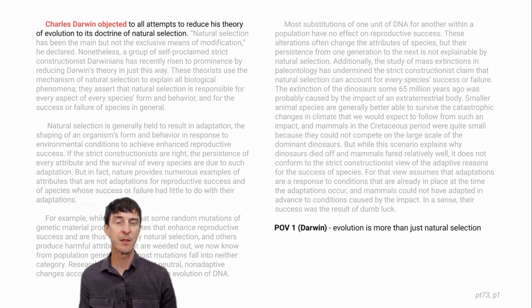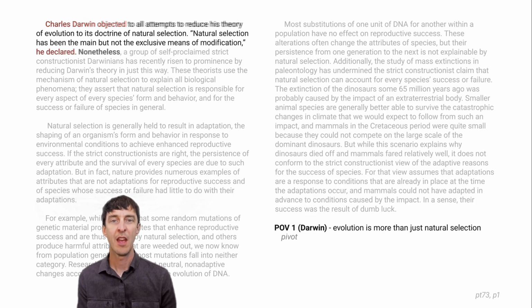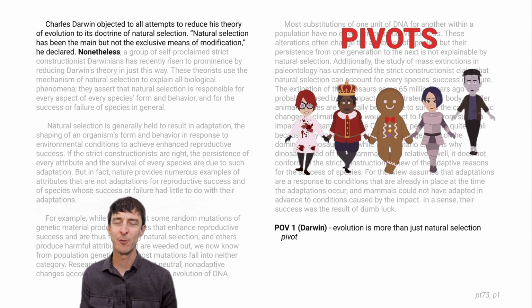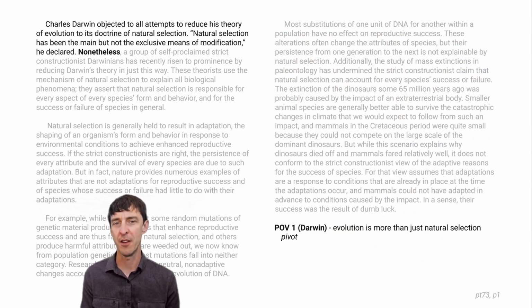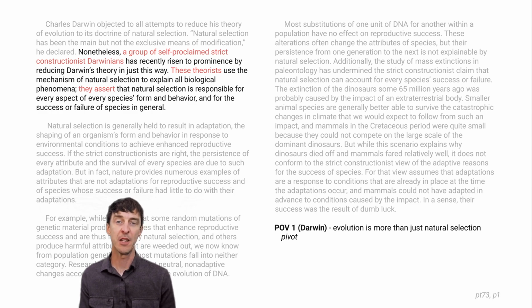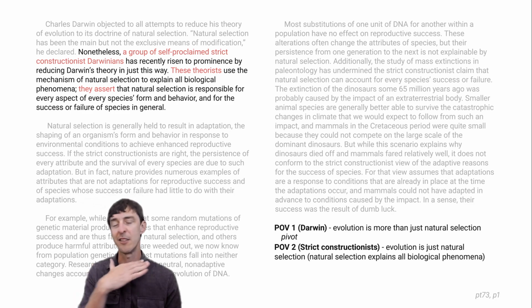The next sentence doesn't bring us a pivot yet. It's still another Darwin sentence, he declared. And then we get a sweet, sweet pivot. Ooh, nonetheless. So who's pushing back? Is it the author or non-author? Turns out it's non-author. It is these strict constructionists, and we can see the next three sentences are all in their point of view. And just as we predicted, their point of view is natural selection is all there is, baby.